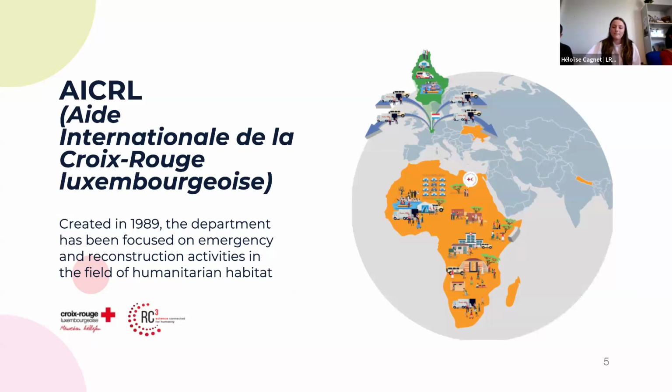So I will start with a quick introduction of the International Department of the Luxembourg Red Cross, which is a very young department. It was created in 1989, and our main focus is the humanitarian habitat, with a particular accent on the Africa region. So next, please.